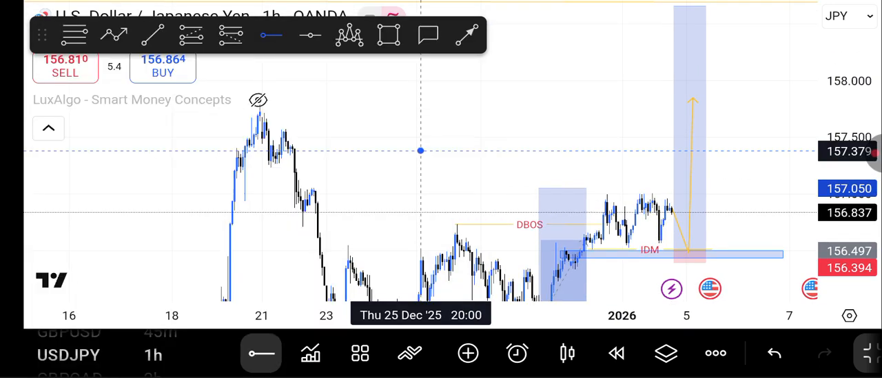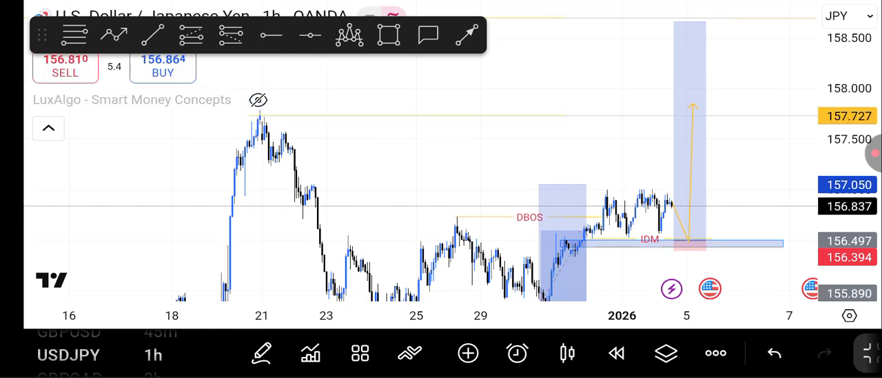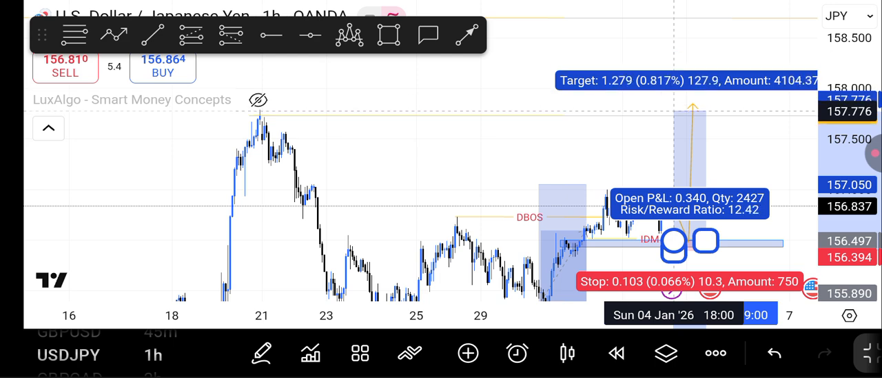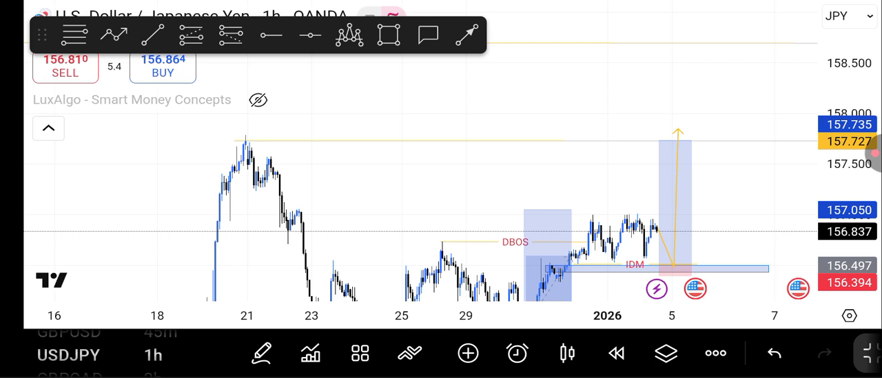which is this zone, right? This actual zone right here. Then if price takes that zone out, I'll keep on looking for price to go higher. So I'll make videos on other pairs, right? So this is the video for USDJPY.